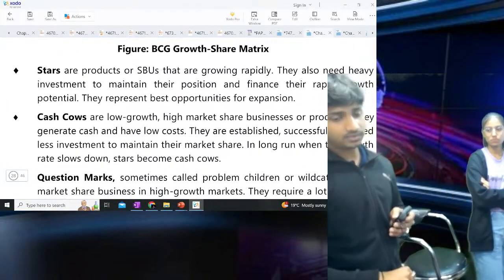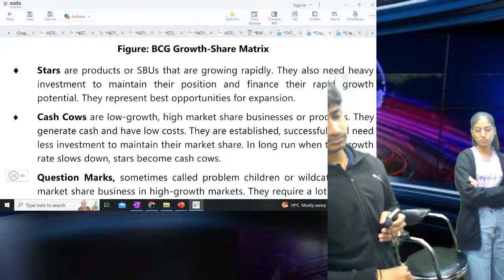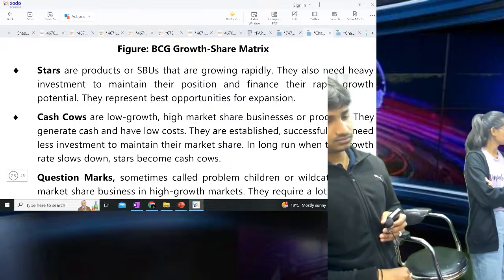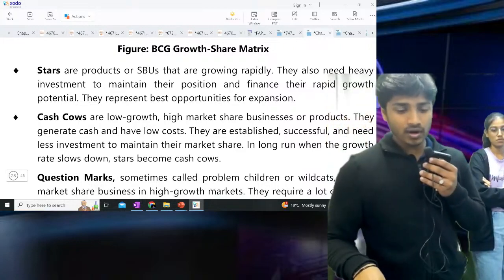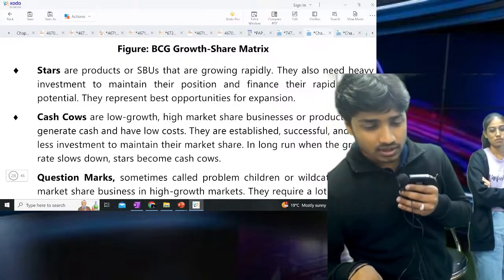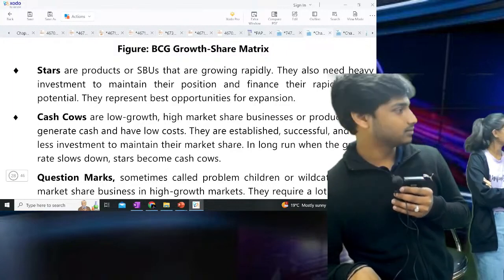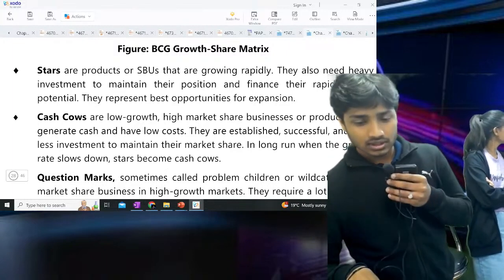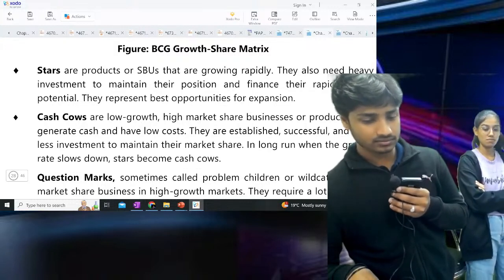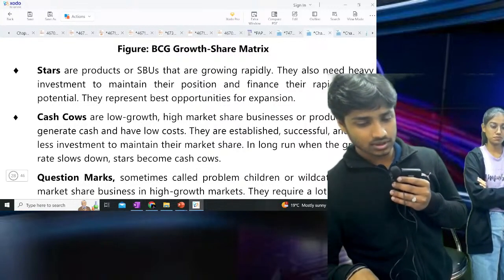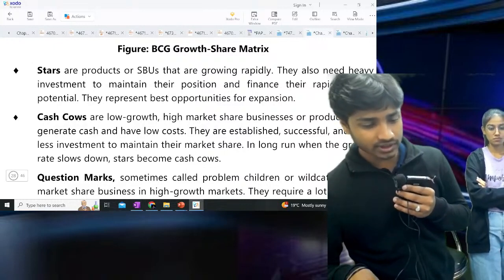The same thing is written. Many people will ask, what is the difference? Ideally, no difference. Whatever is rubbish, we have removed. In the PPT, only relevant things are kept. Read. Stars are the products or SBUs that are rapidly growing. What is an SBU? I will explain later. Continue. These also need heavy investment to maintain their position. Underline: need a lot of investment to maintain, and finance their rapid growth potential.